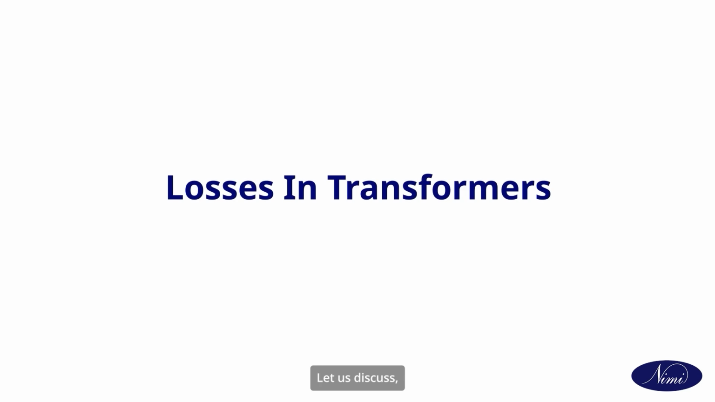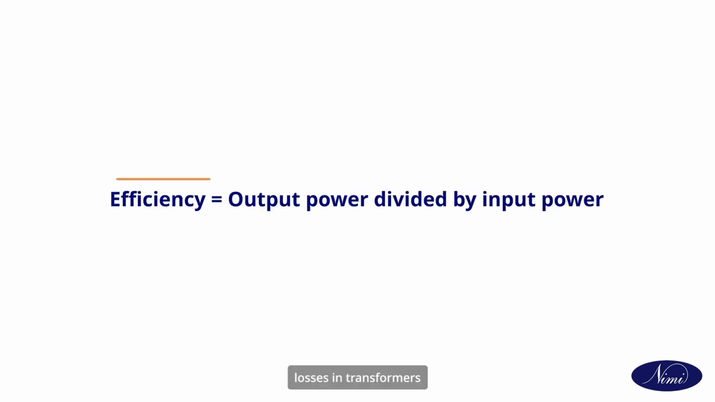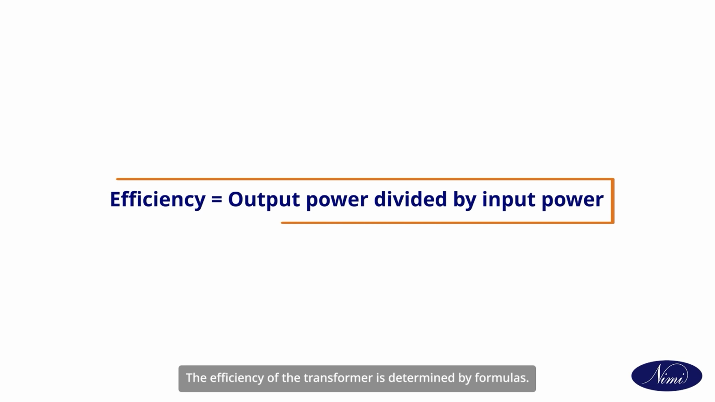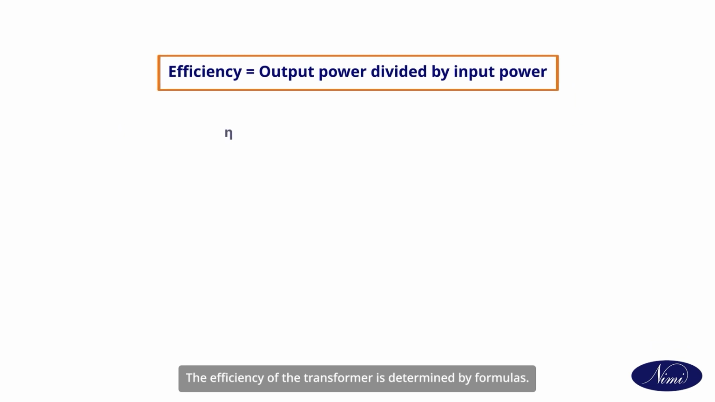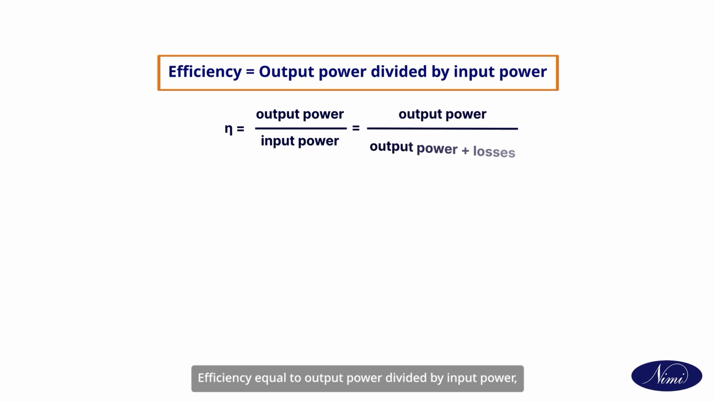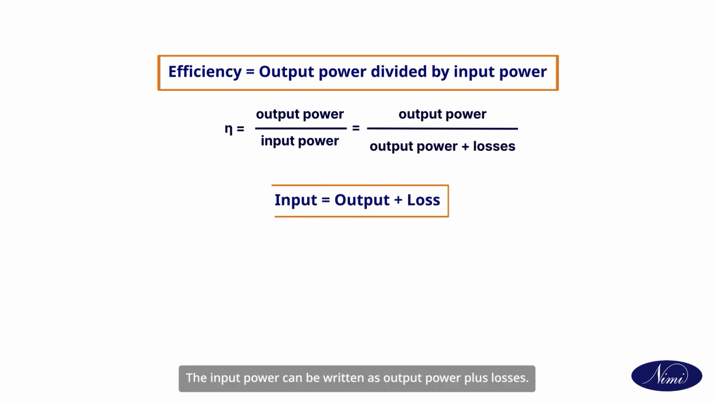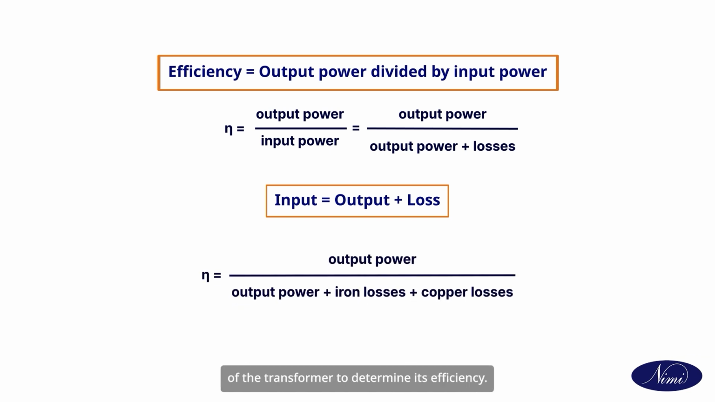Let us discuss losses in transformers. The efficiency of a transformer is determined by the formula: efficiency equals output power divided by input power. The input power can be written as output power plus losses. It is very important to find the losses of the transformer to determine its efficiency.